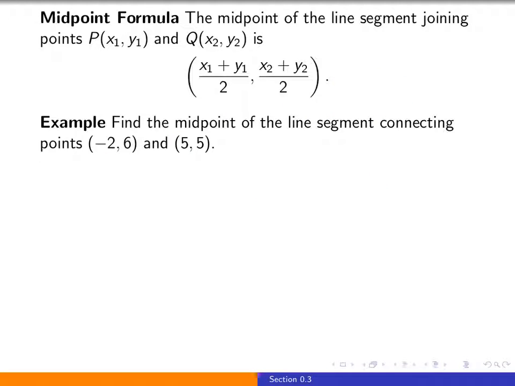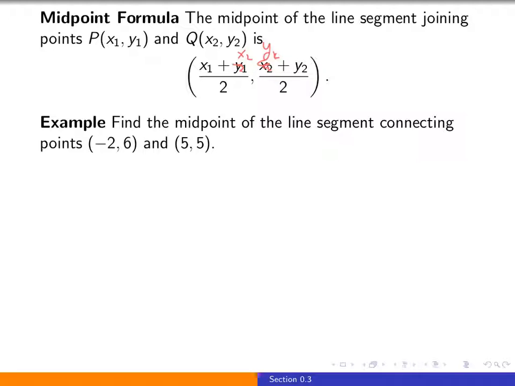Now, the last formula that we should be familiar with is the midpoint formula. If you have a line segment joining two points, it's often useful to know the midpoint of that line segment. You find that midpoint by taking the average of the x values and the average of the y values of the corresponding points. So this formula, this should really be x1 plus x2, and this should be y1 plus y2, each over 2. The average of the x values, the average of the y values.